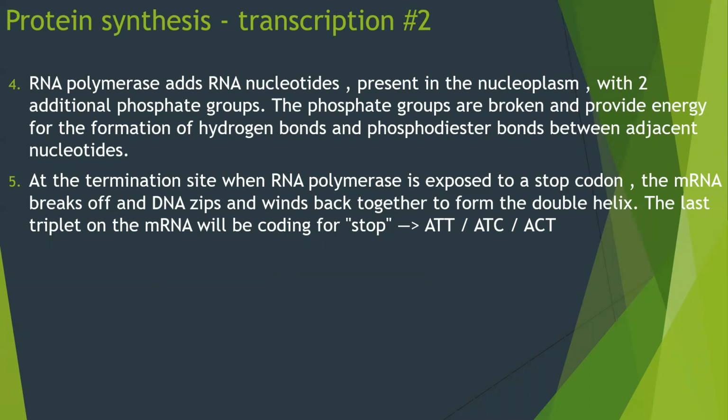So eventually RNA polymerase will come to this site, which is called the termination site. And at the termination site, it will be exposed to a stop codon. And the stop codons on the DNA strand are ATT, ATC, and ACT. So once it is exposed, the RNA polymerase will leave the DNA strand. The mRNA formed will break off, and the DNA will zip back together.